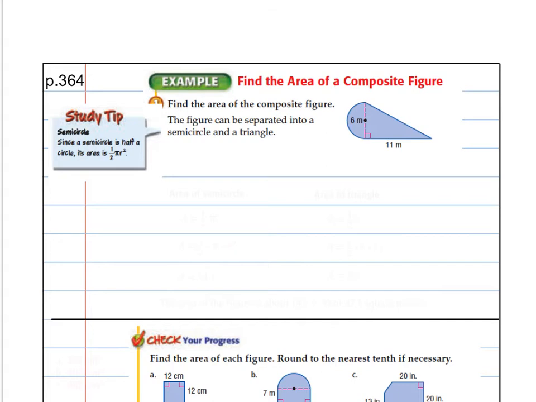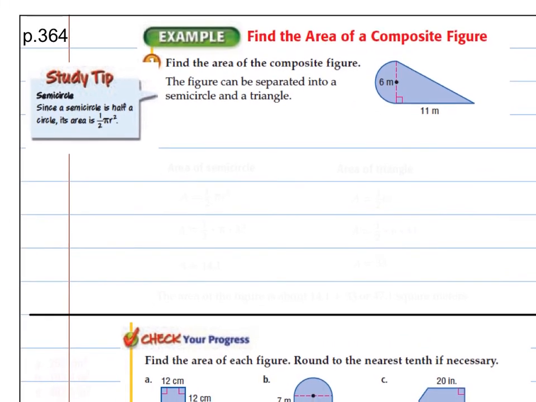So, area of a composite figure. We see that we are given a shape, and first we have to figure out what two shapes we're given. I see that I can break it into a semicircle, which is right here, half pi times radius squared, and a triangle. So what I need to do first is split this up. I'm going to look for the area of the semicircle, and I'm going to look for the area of the triangle.